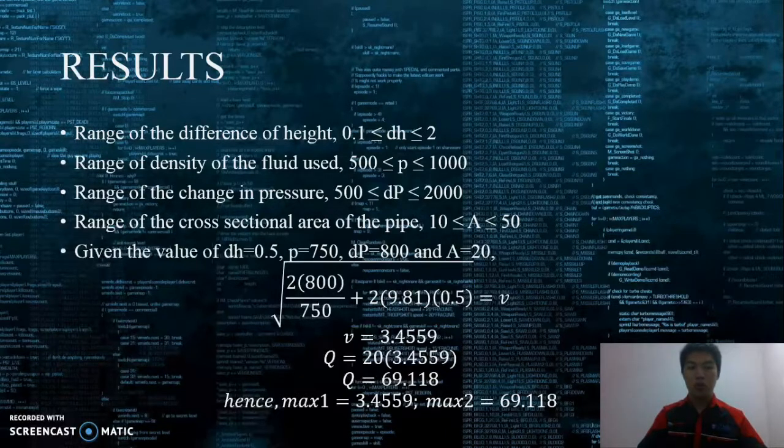So using a simple example, we are using DH equals 0.5, a density equals 750, the change in pressure equals 800, and then the cross-sectional area is equal to 20.